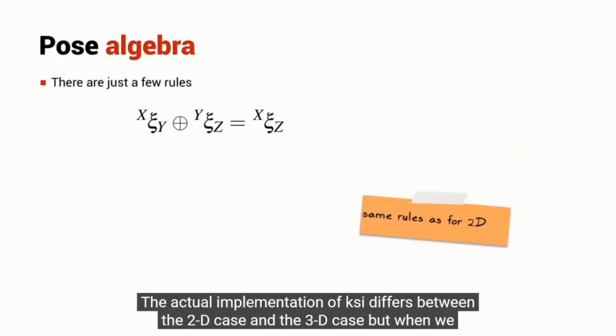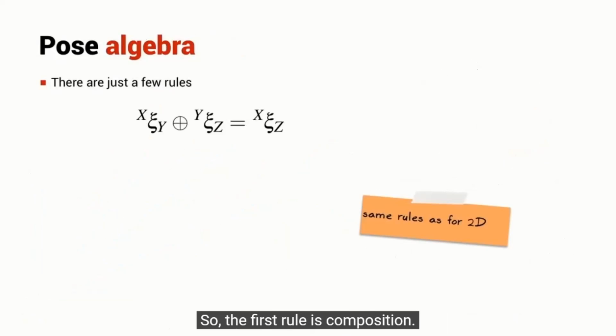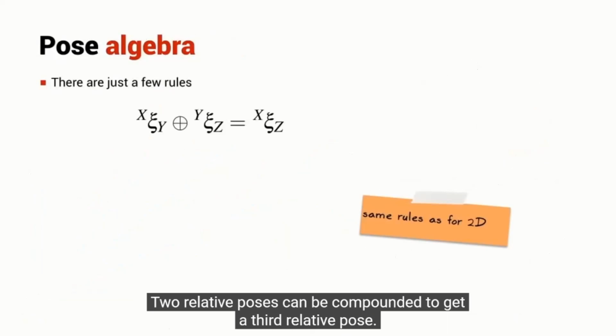The actual implementation of psi differs between the 2D case and the 3D case, but when we deal with it in terms of the abstract symbol psi and abstract operators, the rules are absolutely identical. So the first rule is composition. Two relative poses can be compounded to get a third relative pose.